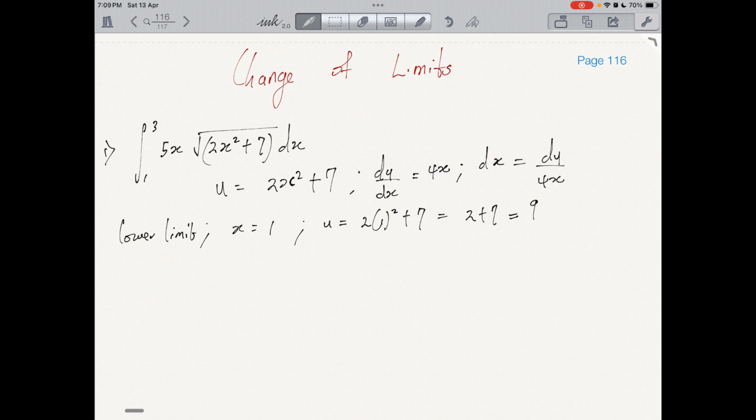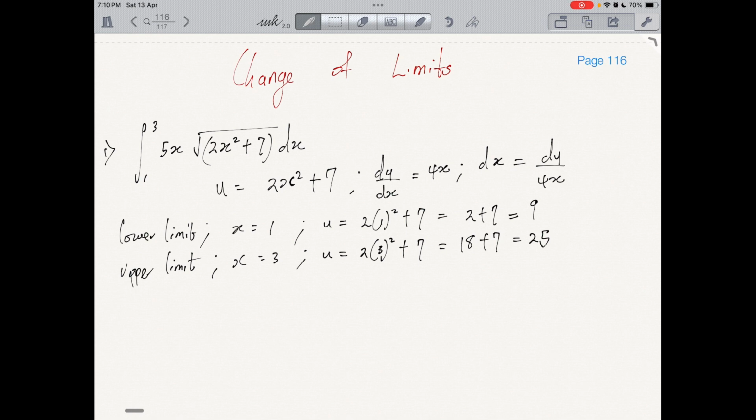And our upper limits, we have when x is equal to 3. And when x is equal to 3, u is equal to 2 times 3 raised to power 2, plus 7. And this will give us 2 times 9, that's 18 plus 7, which is equal to 25. So when x is equal to 1, u is equal to 9. And when x is equal to 3, u is equal to 25.